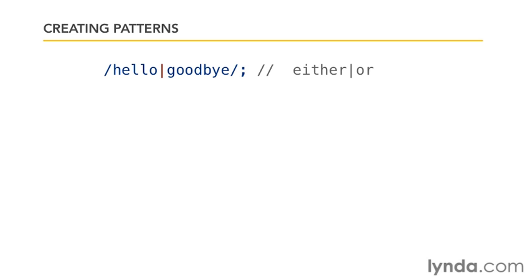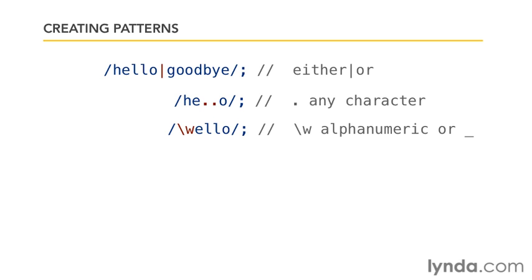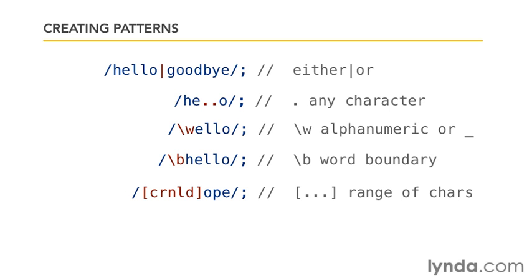Using the pipe, the vertical bar symbol, means we're actually matching either hello or goodbye. The decimal point, just the period, means any character. Using a \W inside the pattern is matching an alphanumeric or an underscore. \B inside the pattern means we're looking for what's called a word boundary, like a space or a new line. You can also use the square brackets to provide a range of characters to match on. In this case, what we're looking for is either C, R, N, L, or D and then the OPE, so it would match on cope and rope and lope and dope.